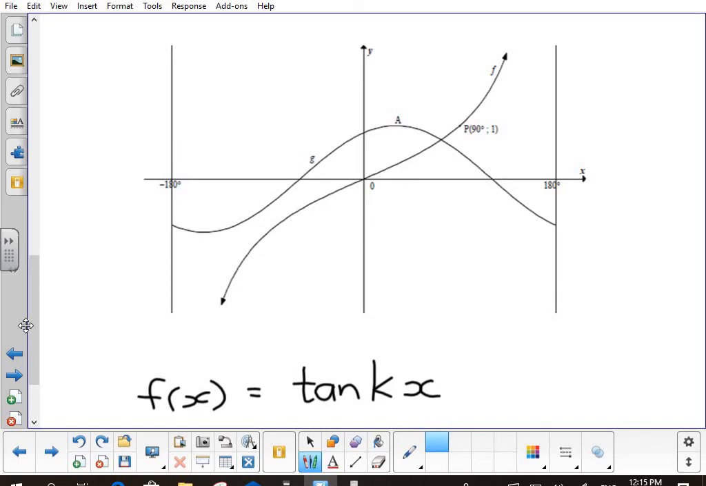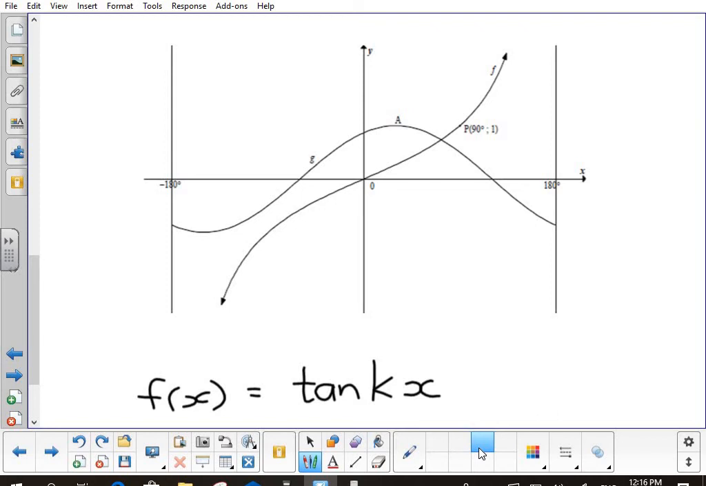I know that the graph did not move left and right. The graph did not move up and down. There was no change in terms of my a. That means the only thing was the k, and the k did what? The k either stretched or compressed, so it worked with my period.